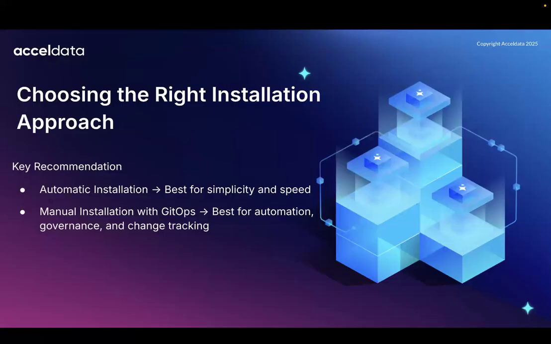Choosing the right installation approach: automatic installation is the best, simplest, fast, very speedy. If you don't have any background in Kubernetes, Helm, all those things, and don't have expertise in these things, go for automatic installation. But if you are a big enterprise customer and you are going to manage multiple clusters, multiple data planes, in those kinds of scenarios we will suggest you go with manual installation with the help of GitOps terminology, and it will give you automation, governance, and change tracking as well. You can easily track changes.